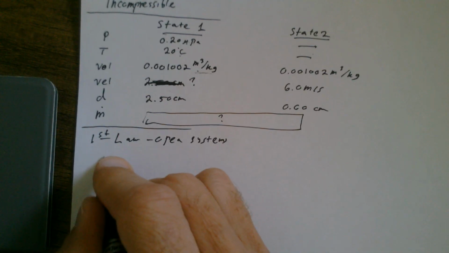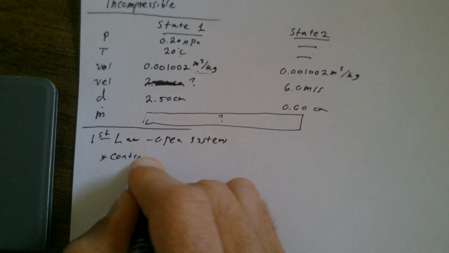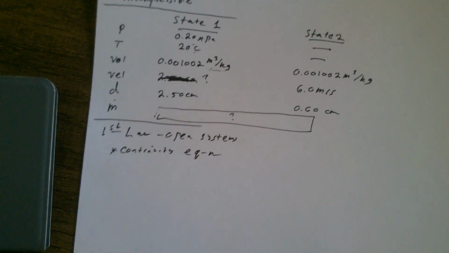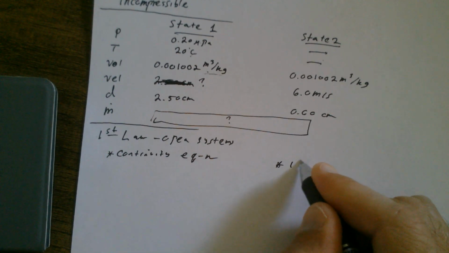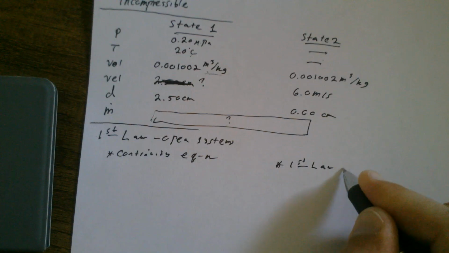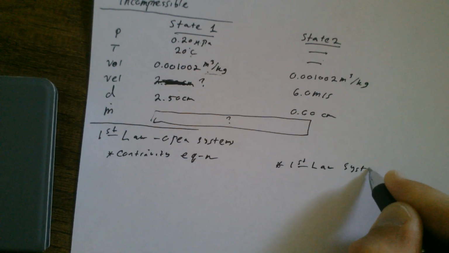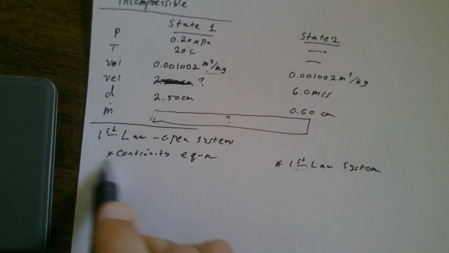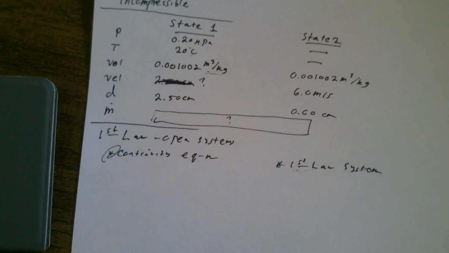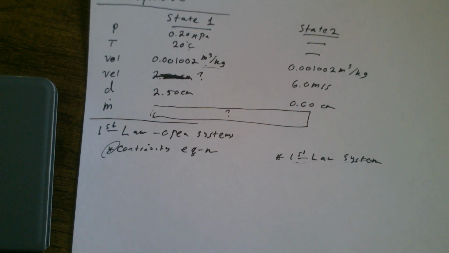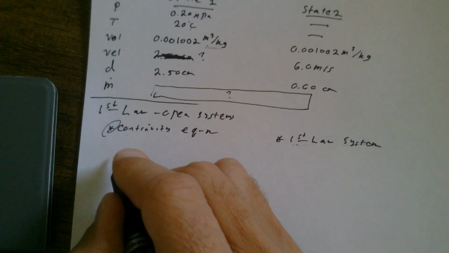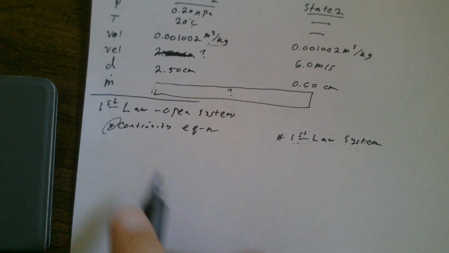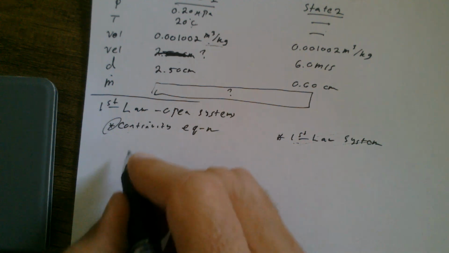You will need a continuity equation and you will also need the first law open system. Now, in this particular case, we won't even need this. We just are going to deal with the continuity equation. Dealing with the continuity equation, what do we know about that? We know the continuity equation says that the mass flow rate must be conserved. That's what the continuity equation says. M dot is constant throughout.